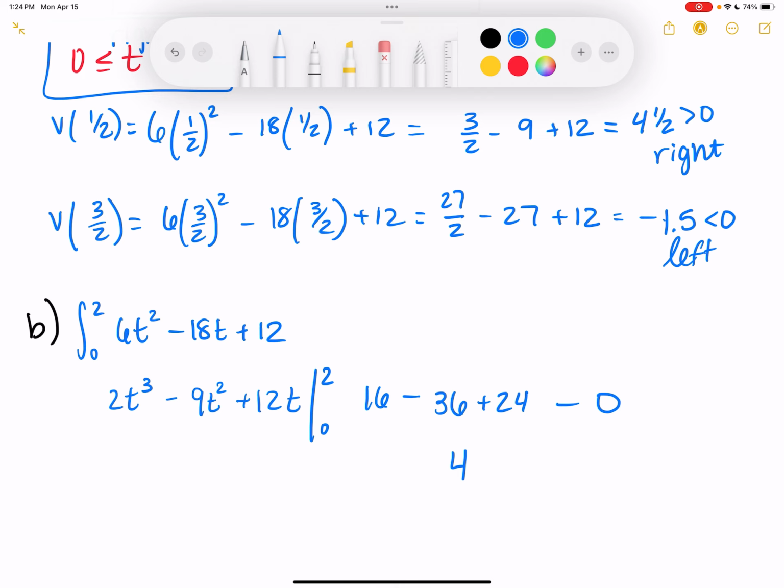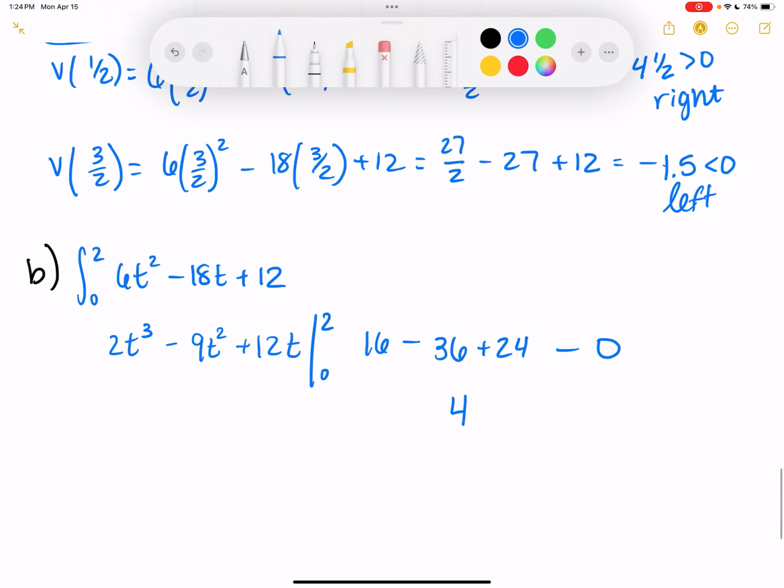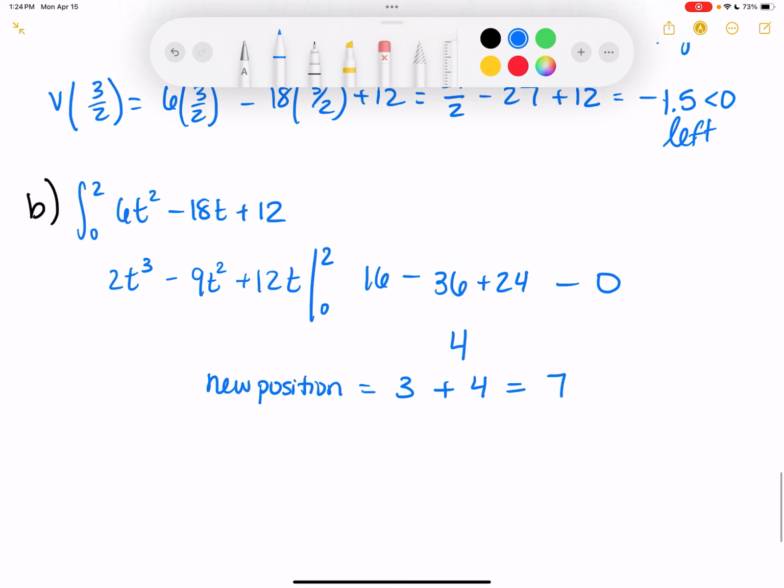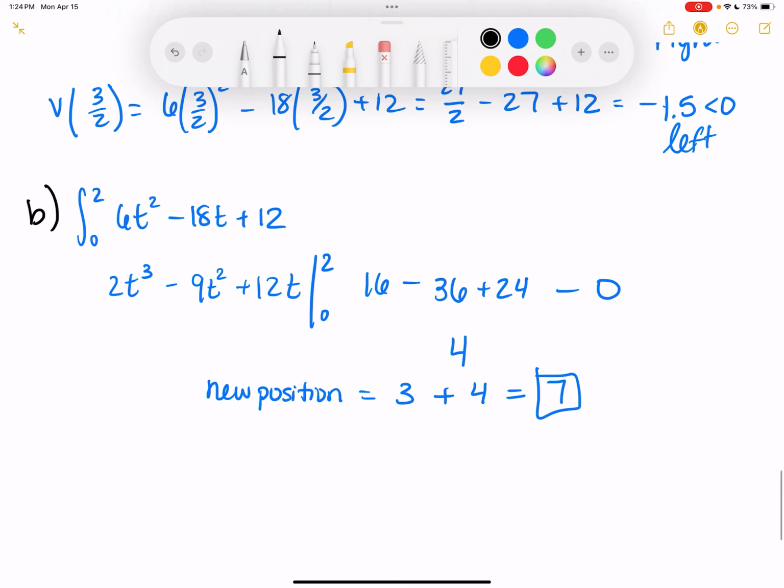So then, this is our displacement value, right? So I need to get the actual new position, which remember is the initial position plus the displacement. So that's equal to 7. And then we'll do part C tomorrow because the bell's about to ring.